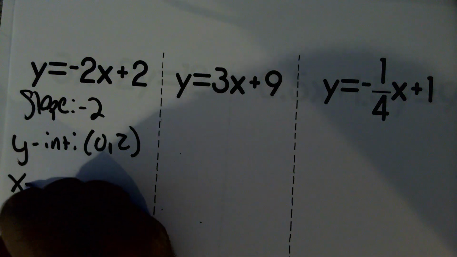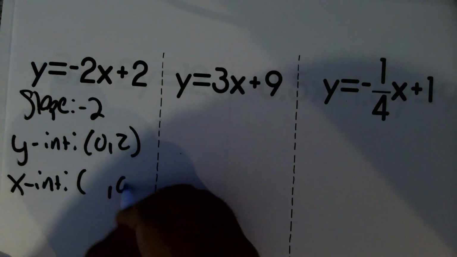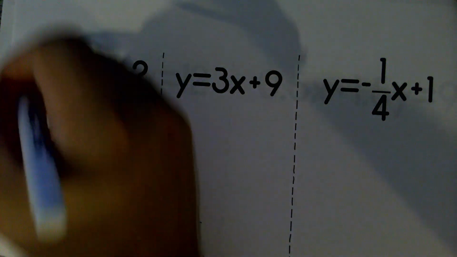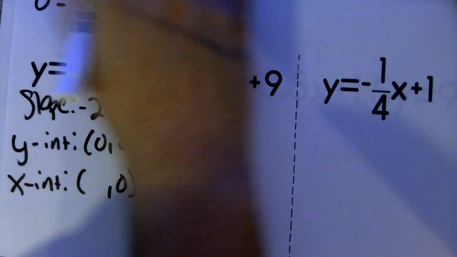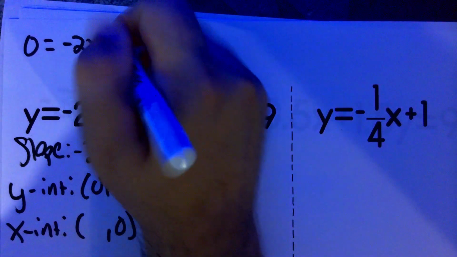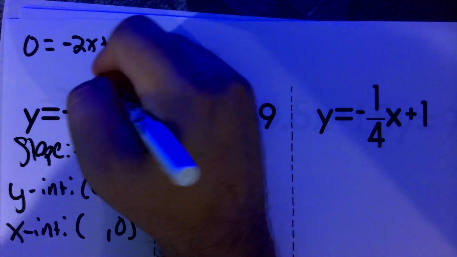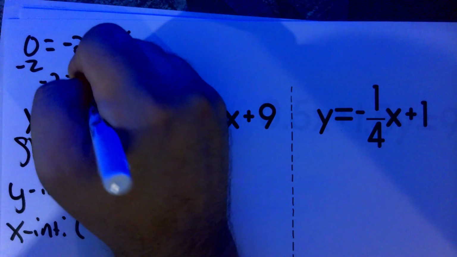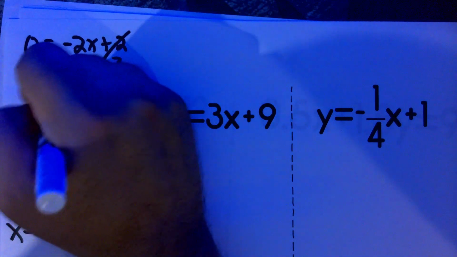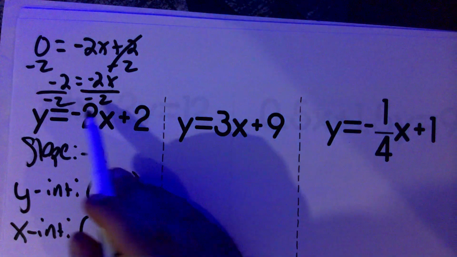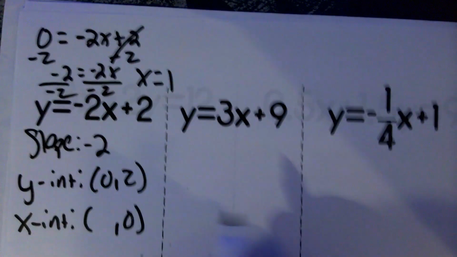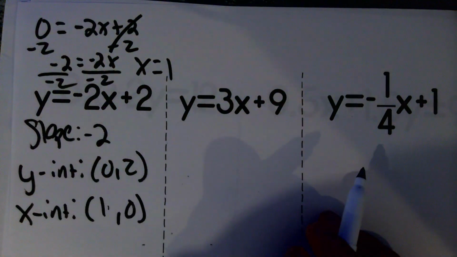And then the x-intercept is when we plug 0 in for y. So I want 0 in for y, and then we're going to find out what x should have been. So if I plug 0 in for y up here, 0 is negative 2x plus 2. Solving for x, I need to subtract 2 from both sides. Divide both sides by negative 2. And negative 2 divided by negative 2 is 1. So when x is 1, y ends up becoming 0.